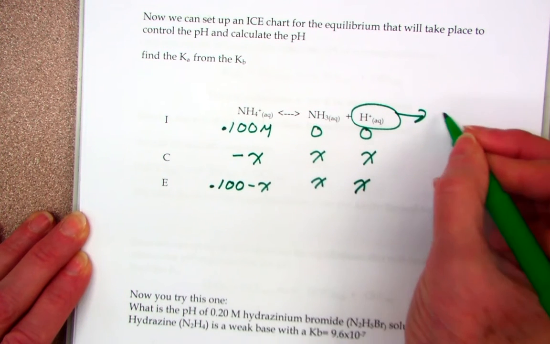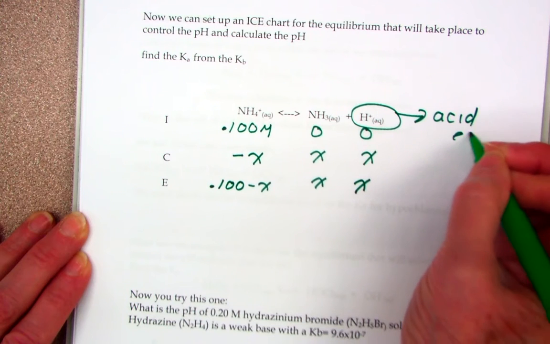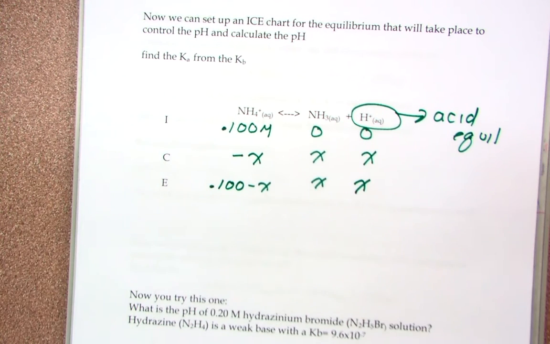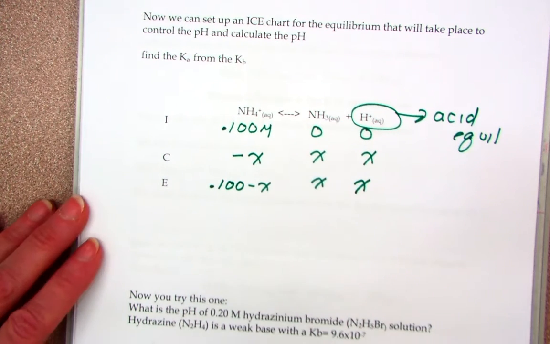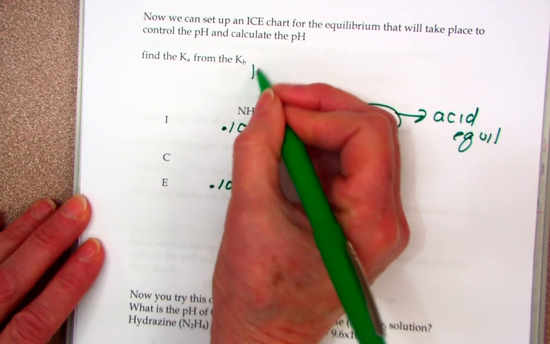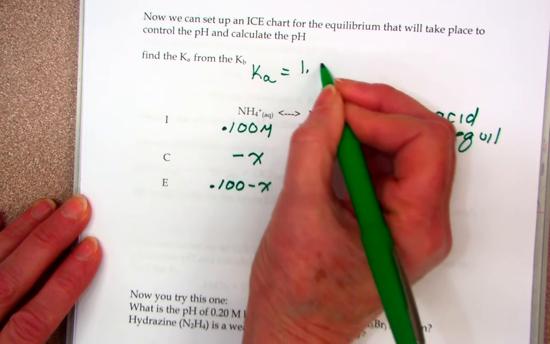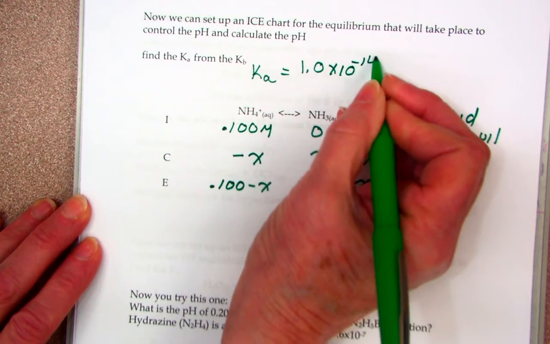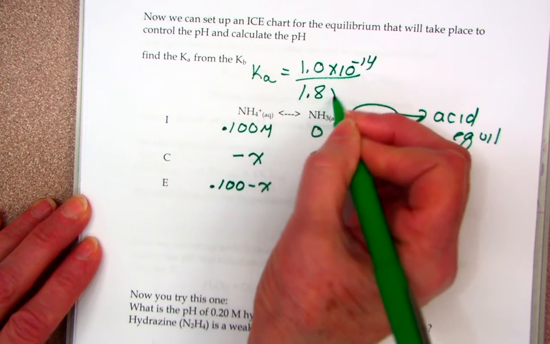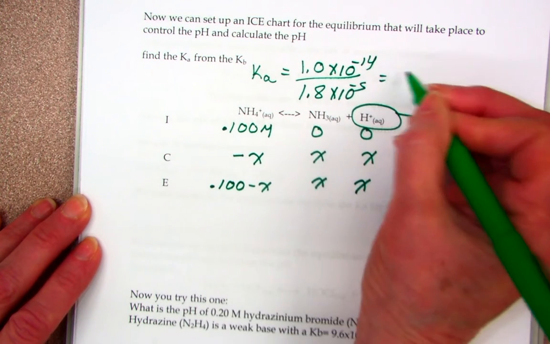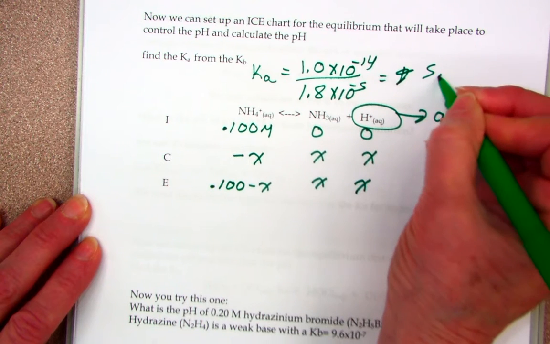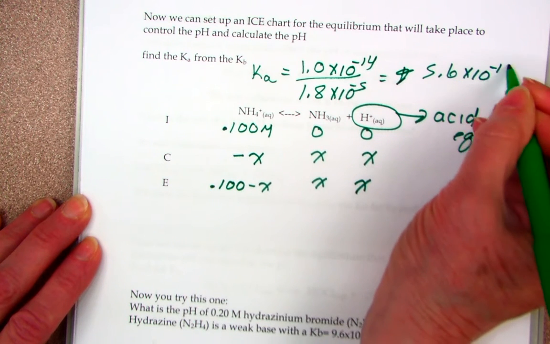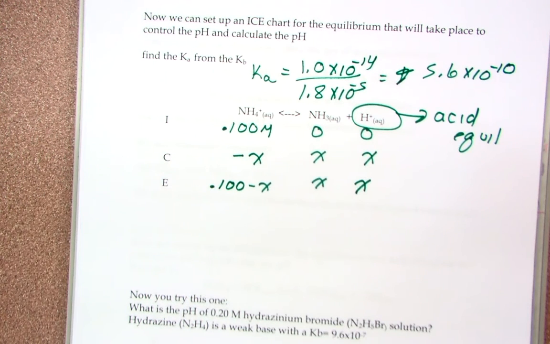Because I'm making the proton, this is an acid equilibrium. Because it's an acid equilibrium, I need the Ka. Now, we did this on the previous page. We said Ka was Kw divided by Kb for ammonia, and so our Ka is 5.6 times 10 to the negative 10th. So now I have my Ka, I have my ICE chart. Now this is exactly what we've been doing for three chapters. Same old, same old.